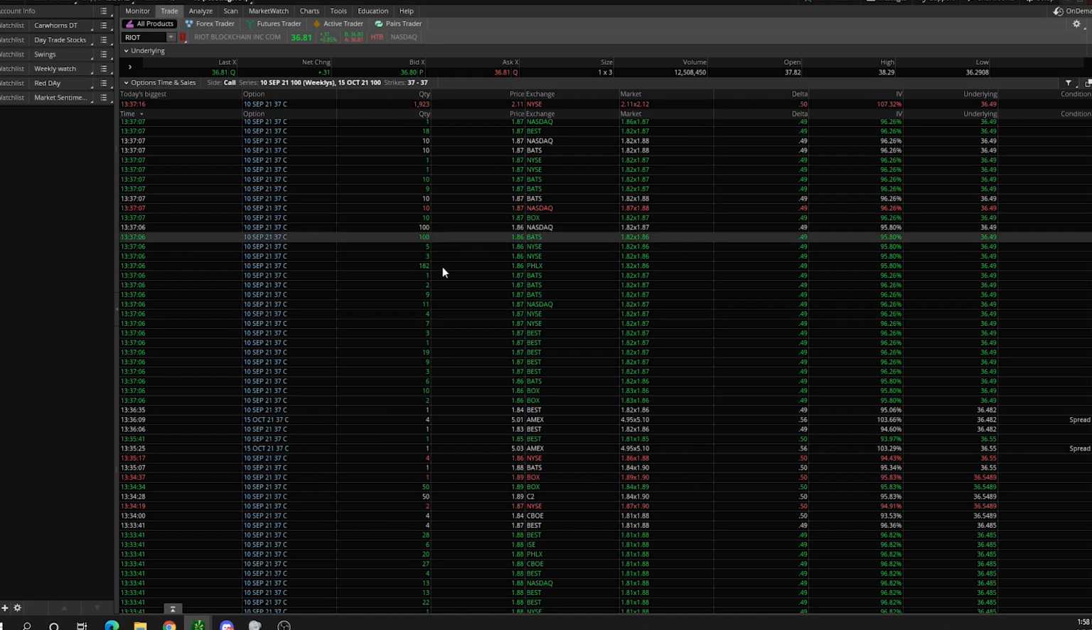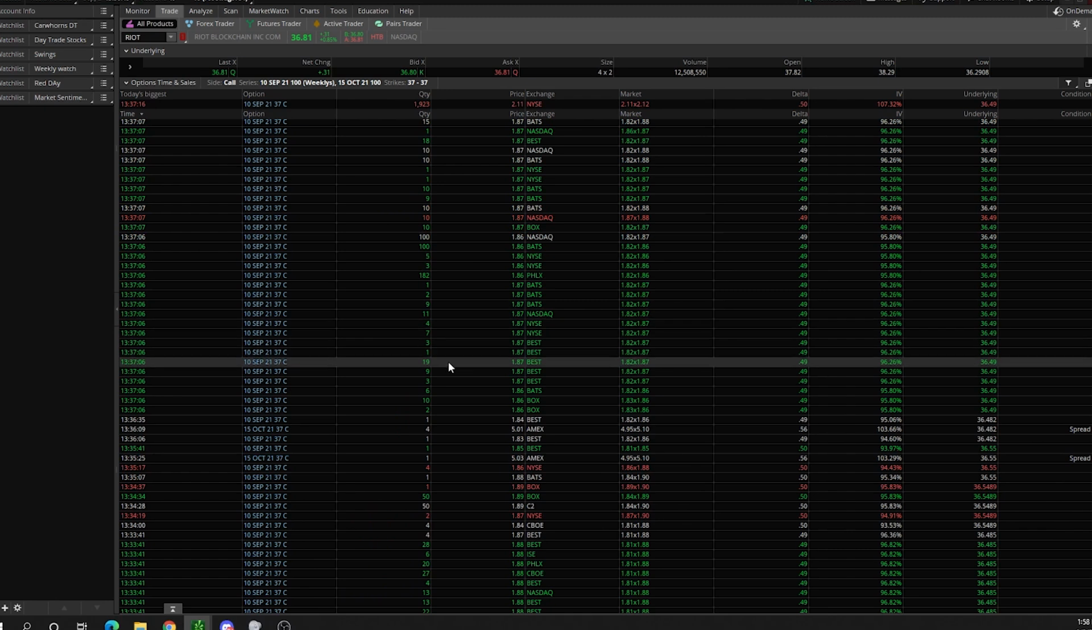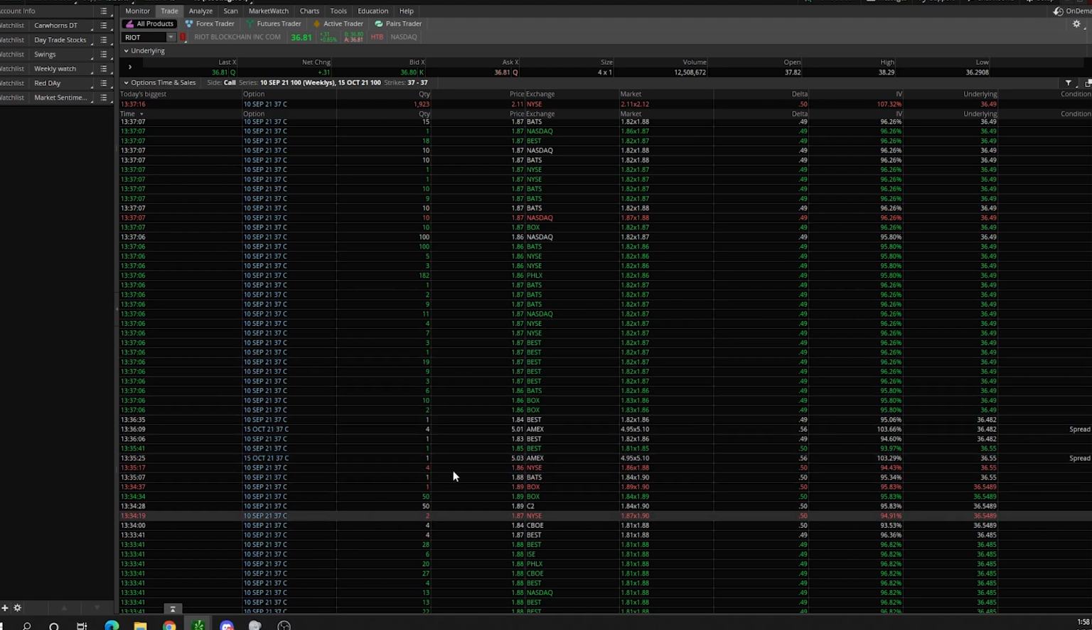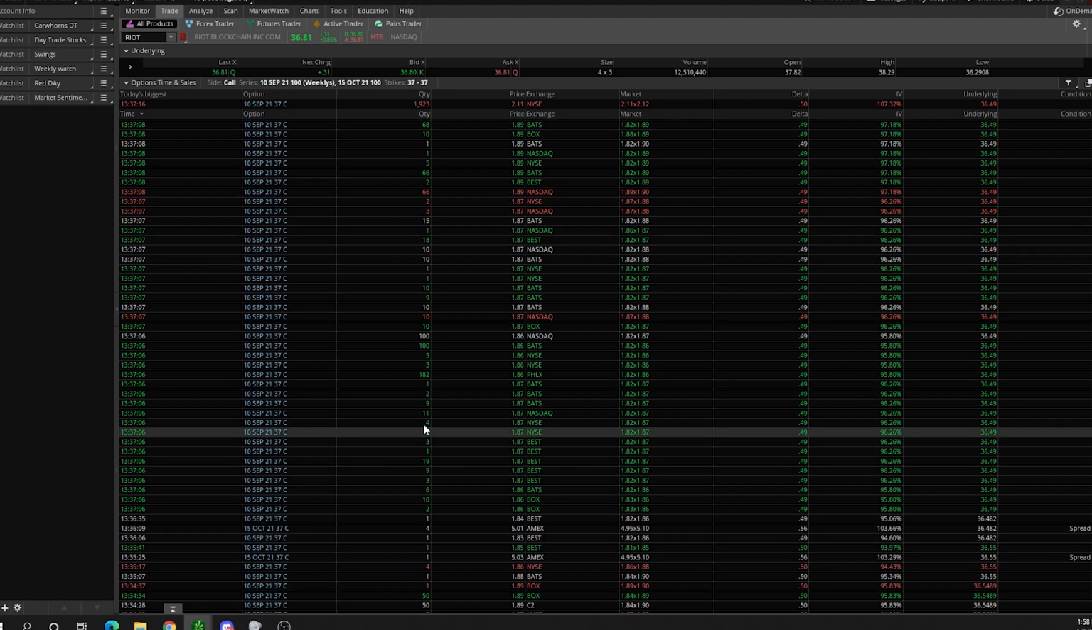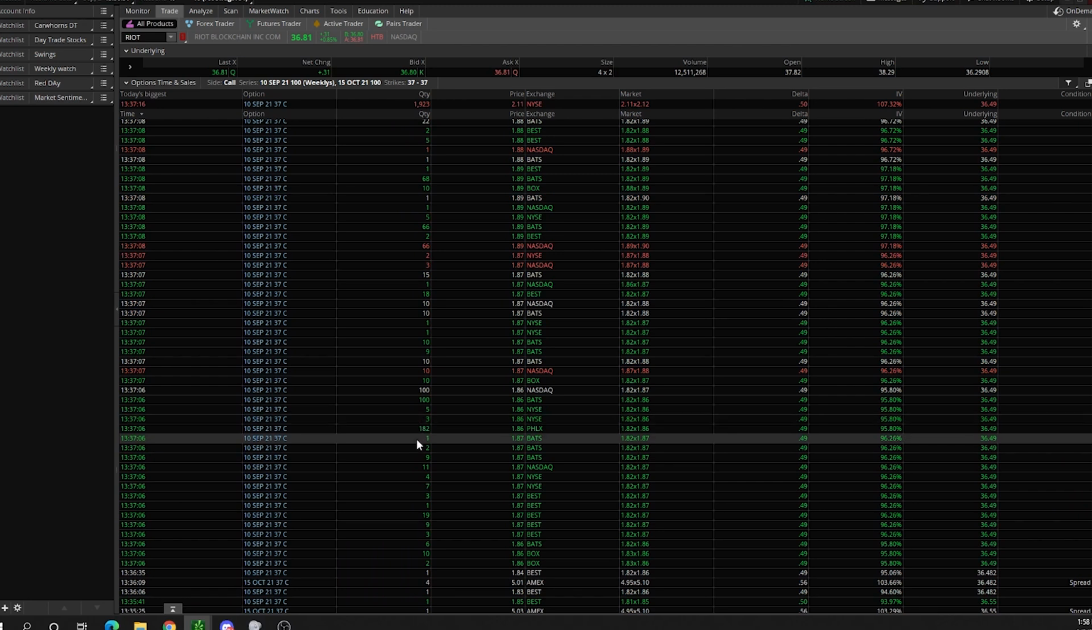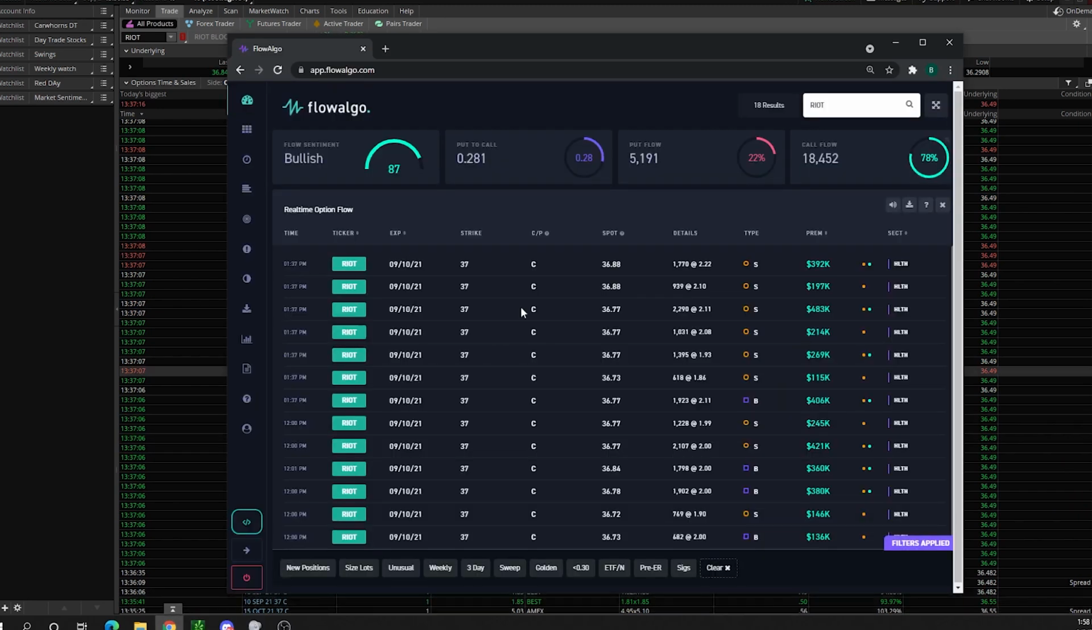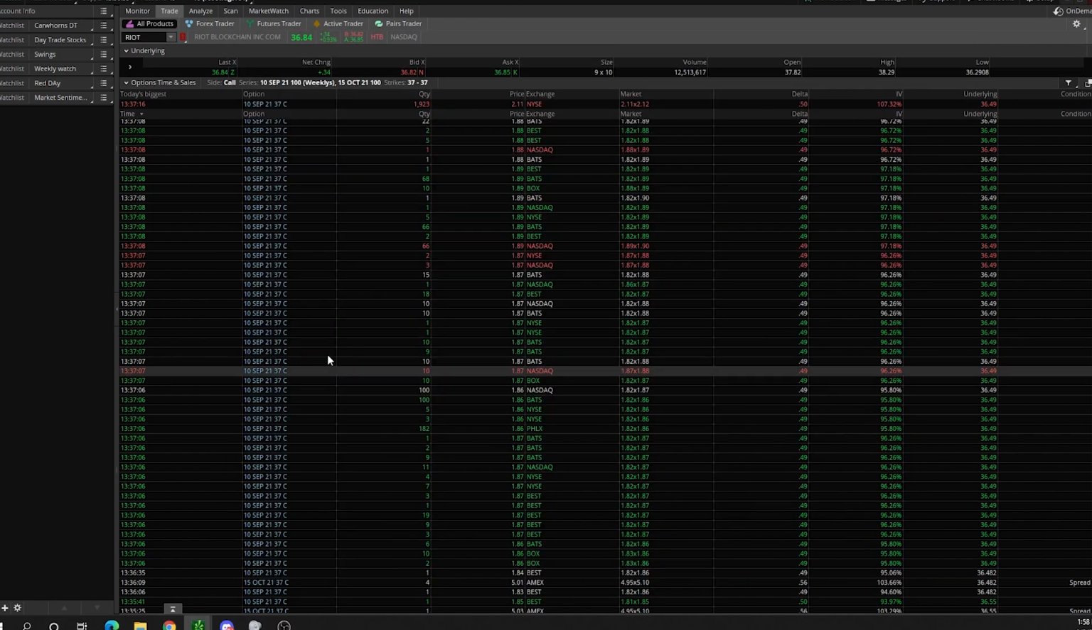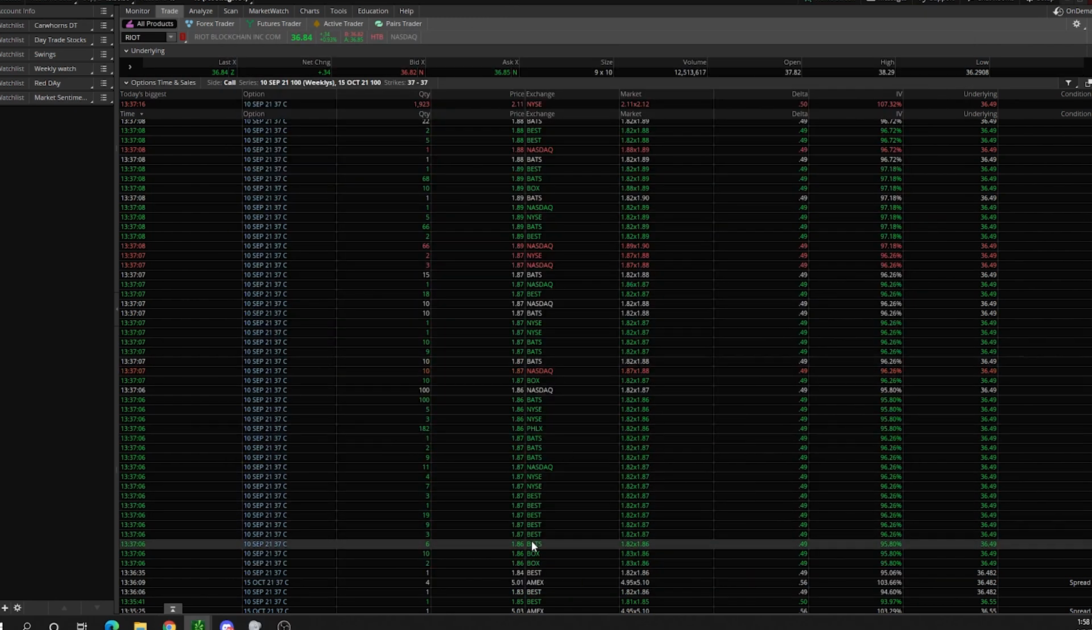So there was a 100, 182, 2, 9, 11, 19, 10. So they're all different types of orders. However, the trader wanted to get filled on that full quantity right here. Therefore, they had to send in multiple different orders to multiple different exchanges.